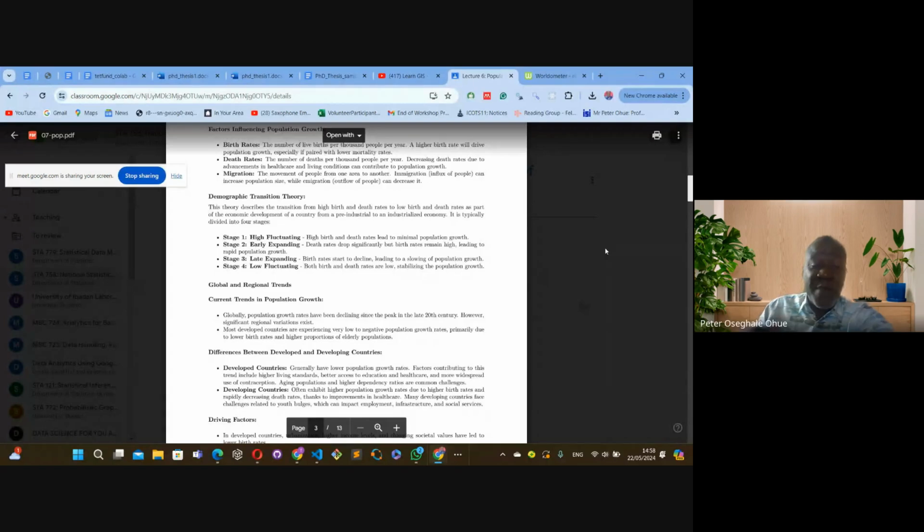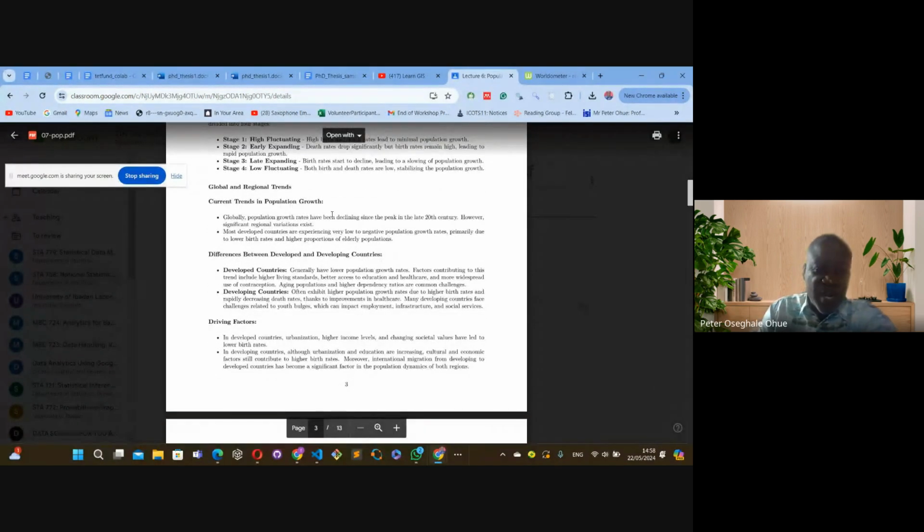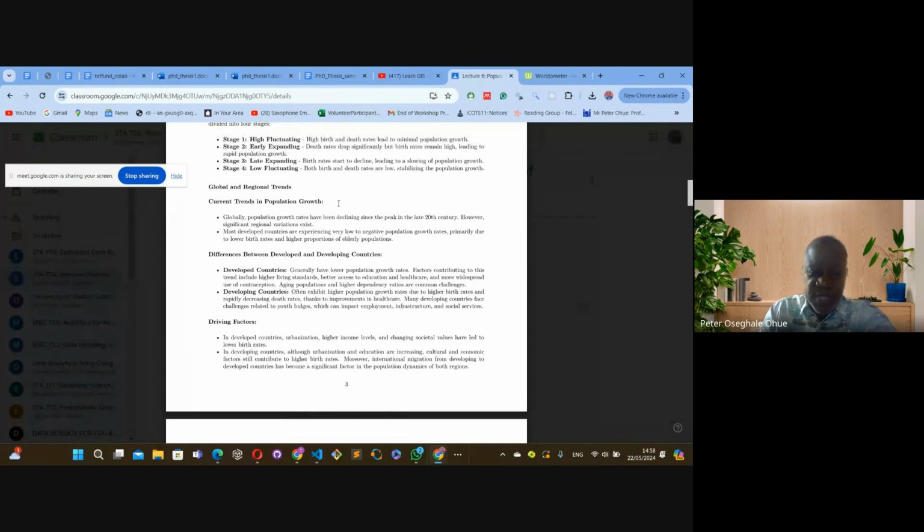So you should be able to replicate this theory if you are given opportunity to talk about it, or if it comes out as a question in the examination. So we now look at global and regional trends. First, we talk about the current trend in population growth. It says globally, population growth rates have been declining since the peak in the late 20th century.